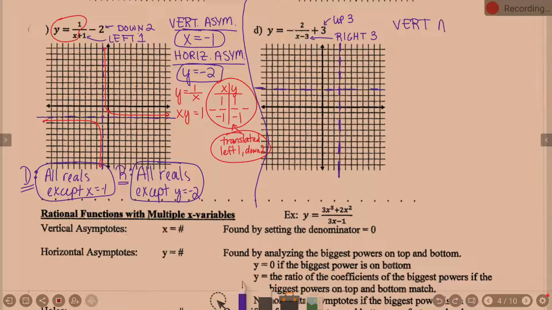Okay, let me write down my asymptotes for you real quick. What is my vertical asymptote? Where did we go? We went right 3. And a vertical asymptote crosses through which axis? X. So it's x equals 3. Horizontal asymptote. Where'd my horizontal asymptote go? Up 3. Which axis does it cross through? Y. So it's y equals 3.